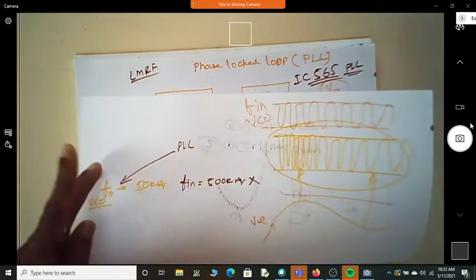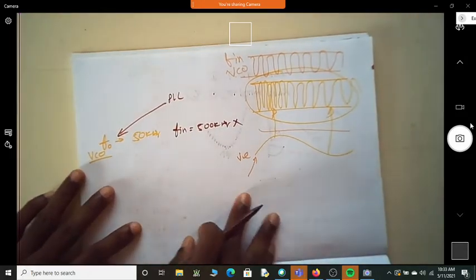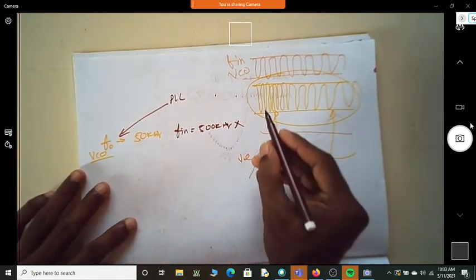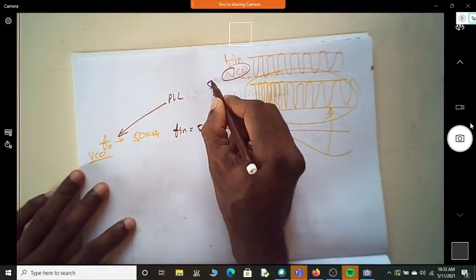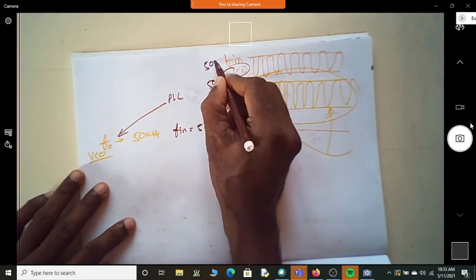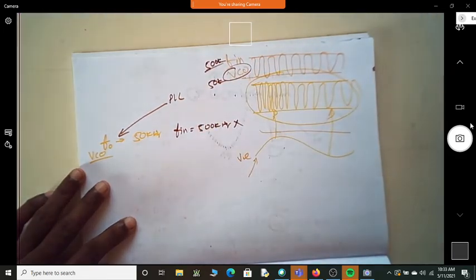Correct? So now assume that the VCO frequency is 50K and the input frequency is 500K. Can I capture it?